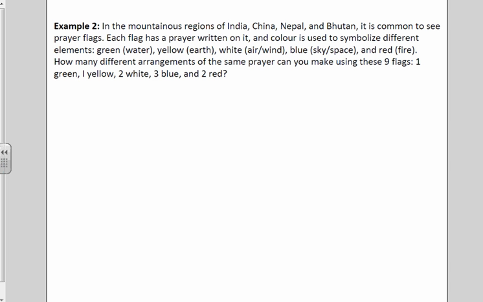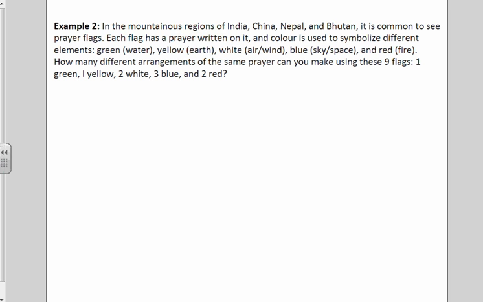Let's go on to example 2. I've seen this question before. You'll probably see something like this on a diploma. In the mountainous regions of India, China, Nepal, and Bhutan, it is common to see prayer flags. Each flag has a prayer written on it, and each one is a different color to symbolize the different elements. So we've got green, yellow, white, blue, and red, 5 different types.